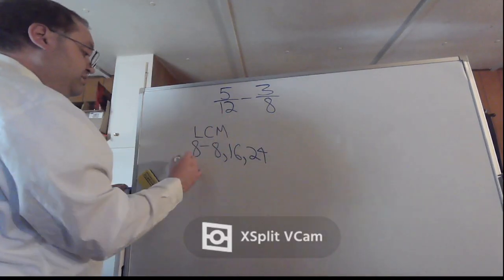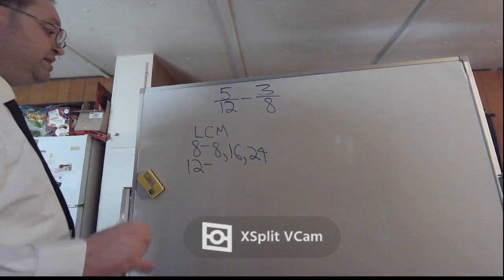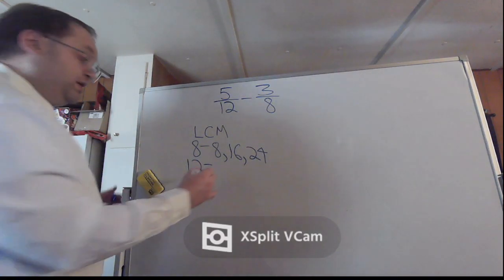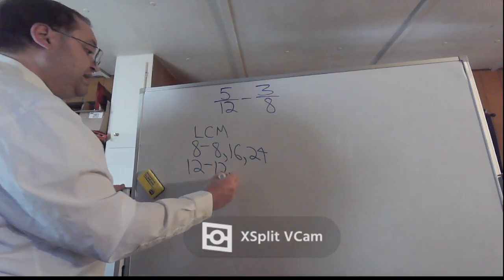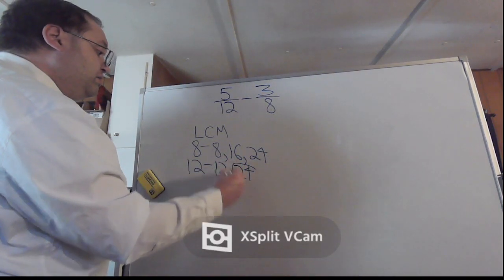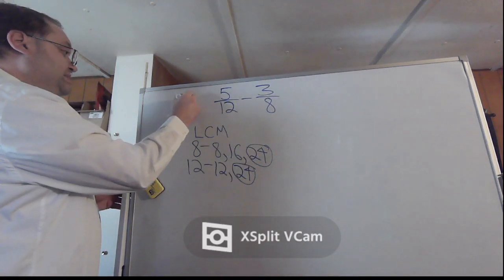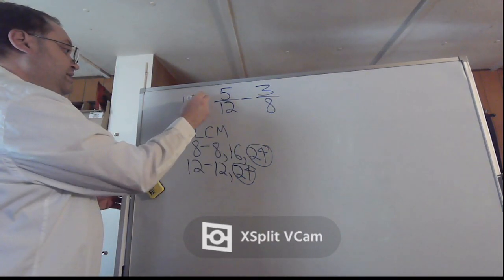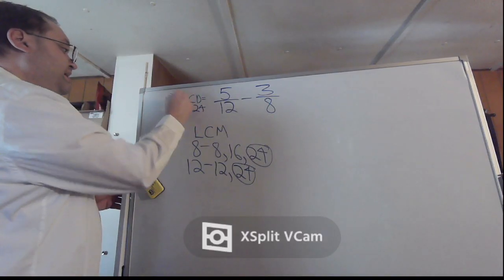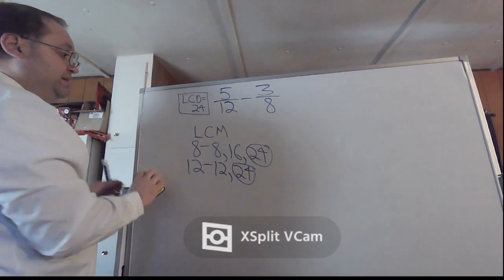Let's find some multiples of 12. 12 times 1 is 12. 12 times 2 is 24. Well, we can stop right there. We found our least common multiple of 24. So the least common denominator is going to equal 24. Put that on the side to aid you here in knowing what your denominator needs to be.